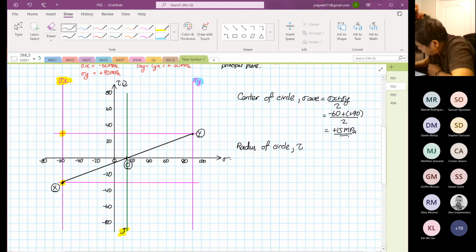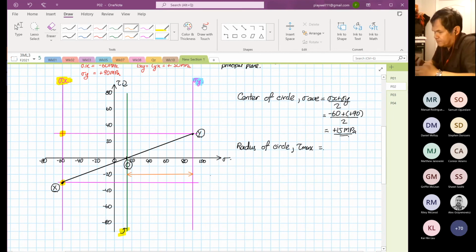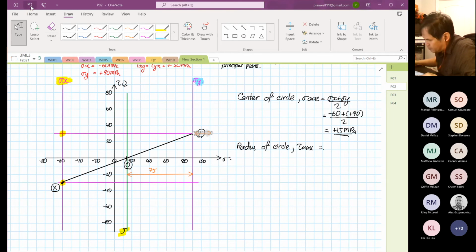So this will be our tau max. So tau max is equal to what? All you need to do now is to find this distance, from here to here. So this is 90 minus 15, so this is 75. 20, 40, 60, yep, 75. And then the vertical, this will be our 30.